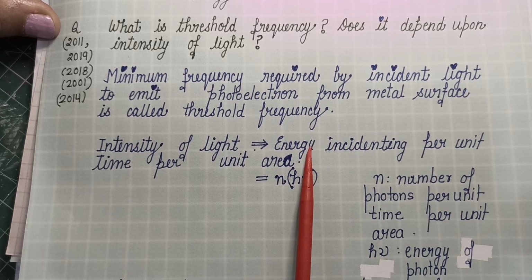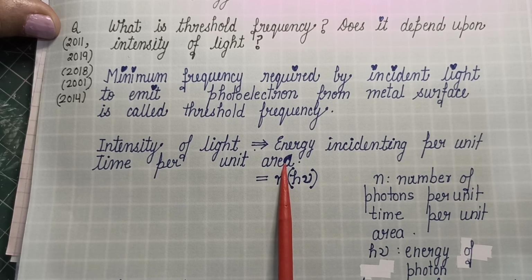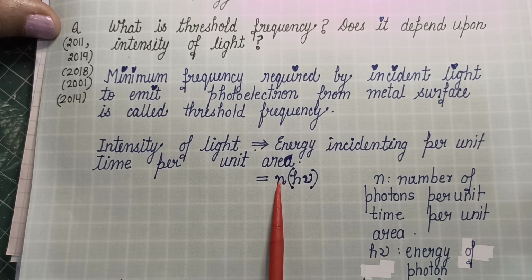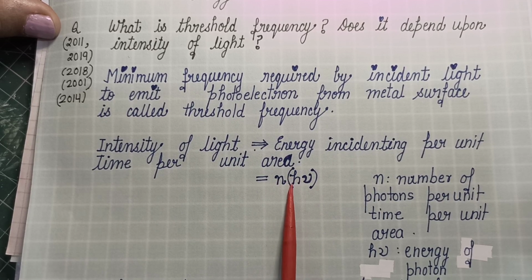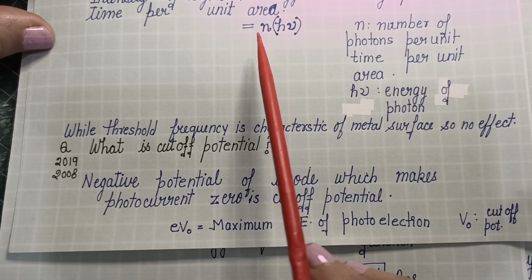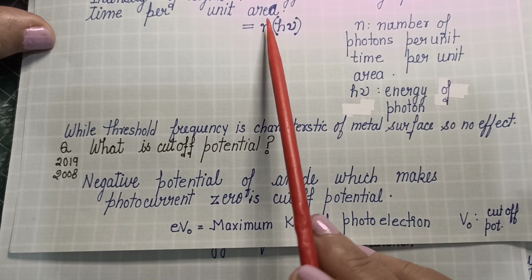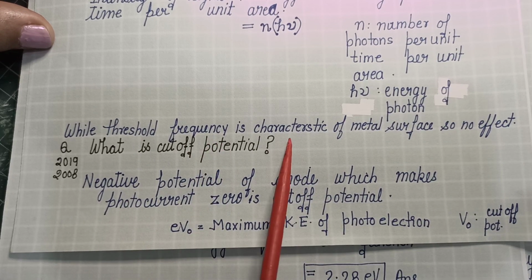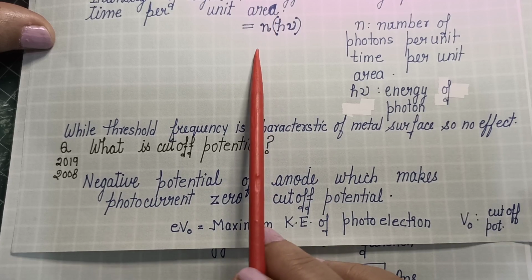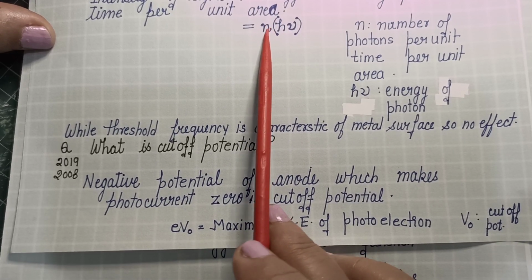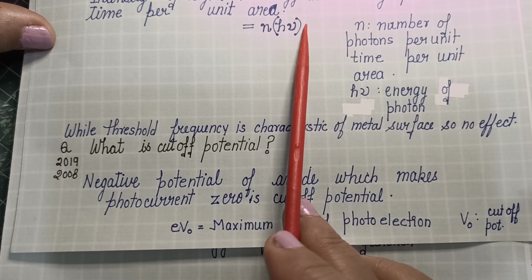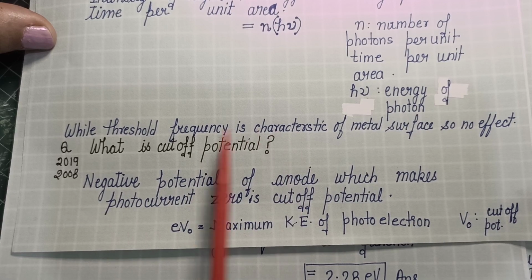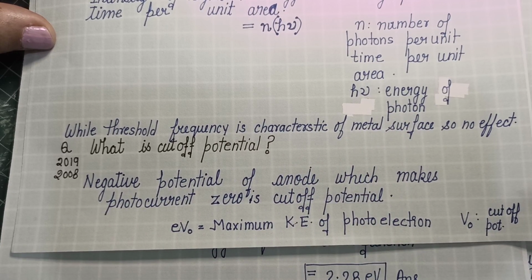Intensity of light is energy incident per unit time per unit area. So the formula of intensity is the number of photons incident per unit time per unit area of metal into the energy of one photon. Now if intensity is changed, actually the number of photons incident per unit time per unit area will change. Since threshold frequency is a characteristic of the metal surface, if you change intensity, you are changing the number of photons incident on the metal surface per second per unit area. So the answer will be that if intensity is changed, there will be no change in threshold frequency because it is a characteristic of the metal surface.